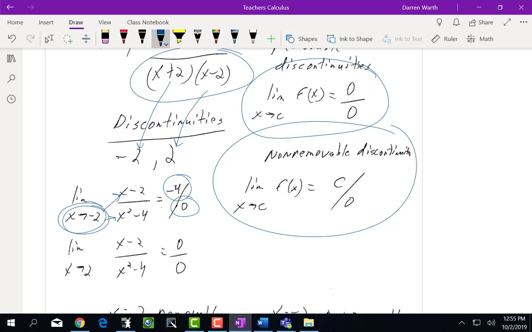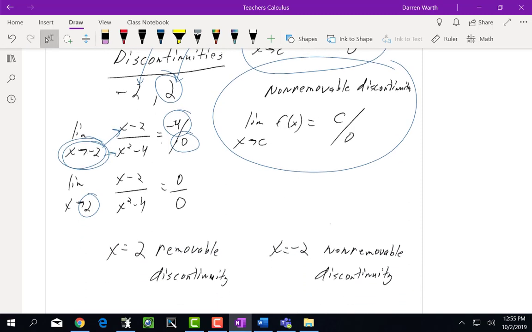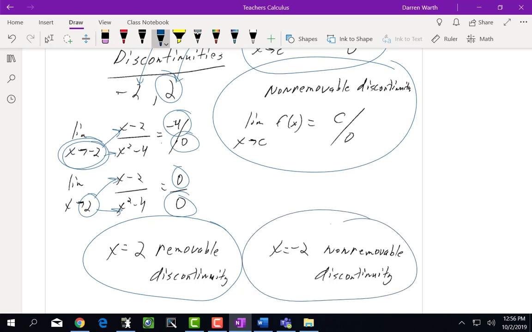And now substituting in my 2, I'm going to substitute my 2 into this equation right here. So I get 2 minus 2 is 0. And then I get 2 squared minus 4 is also 0. So that means x equals 2 would be my removable discontinuity, and x equals negative 2 would be my non-removable discontinuity.